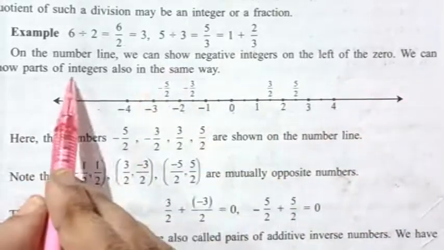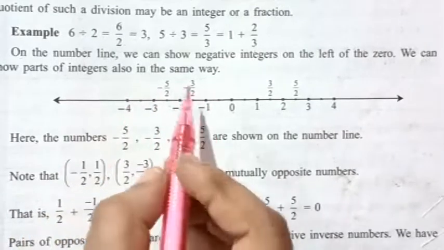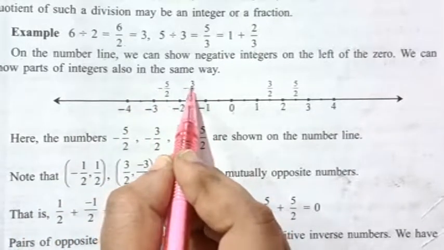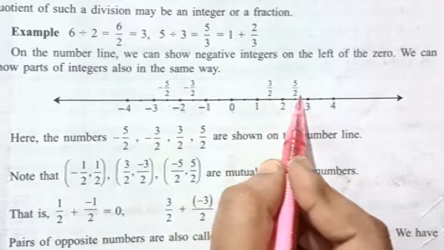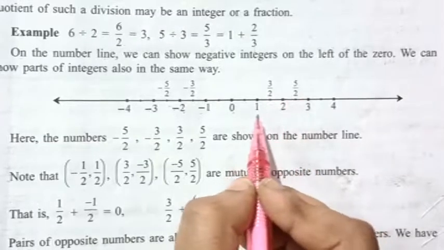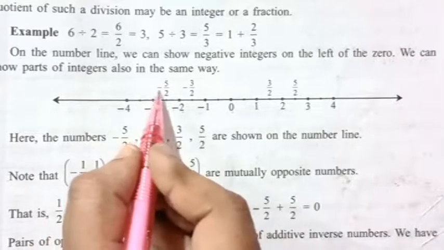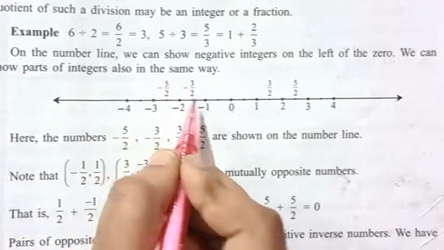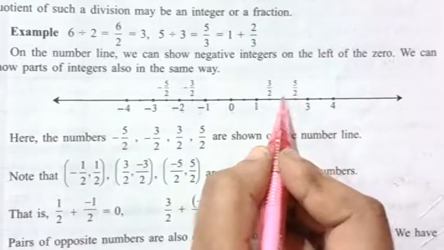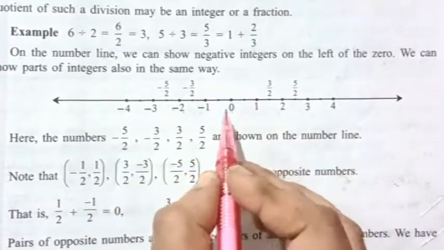We can show parts of integers also in the same way. Now, parts of integers. How do we do the parts of integers? Now let us see. Here they have given minus 5 upon 2, minus 3 upon 2, 3 upon 2 and 5 upon 2. Now how are these four numbers the parts of the integers?